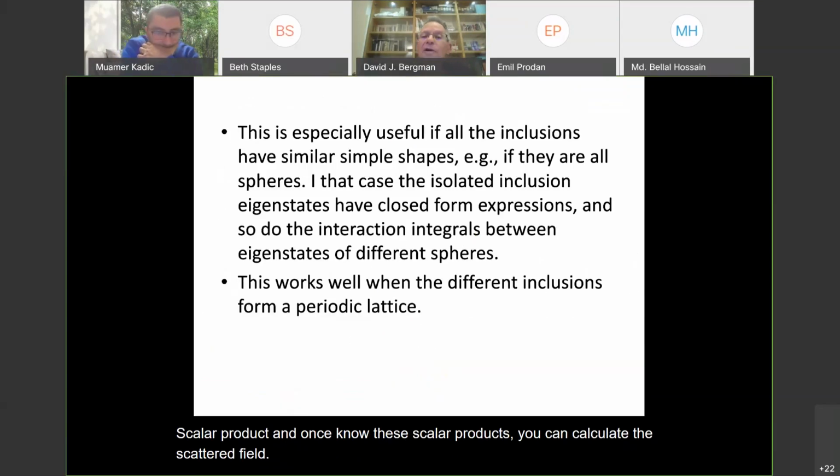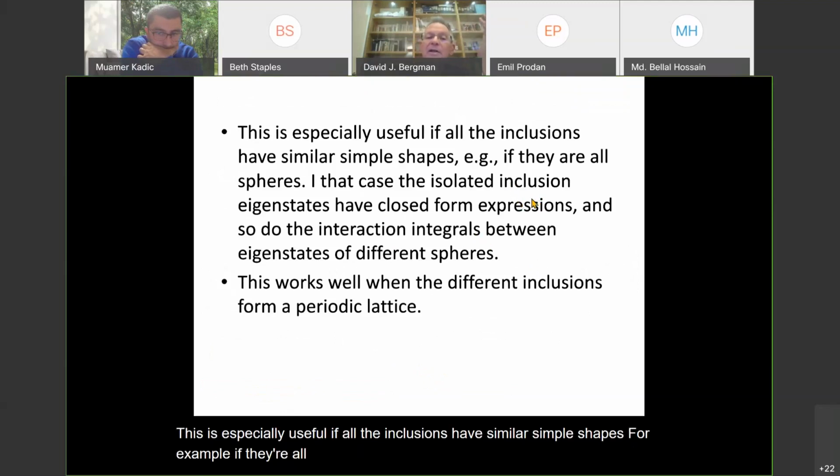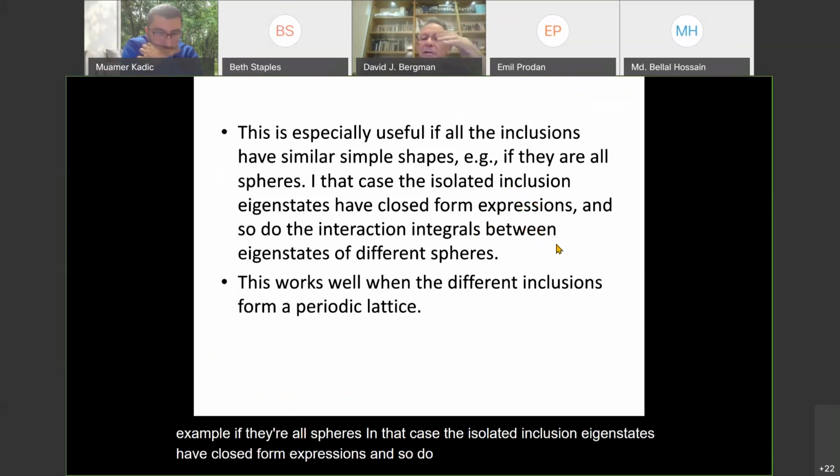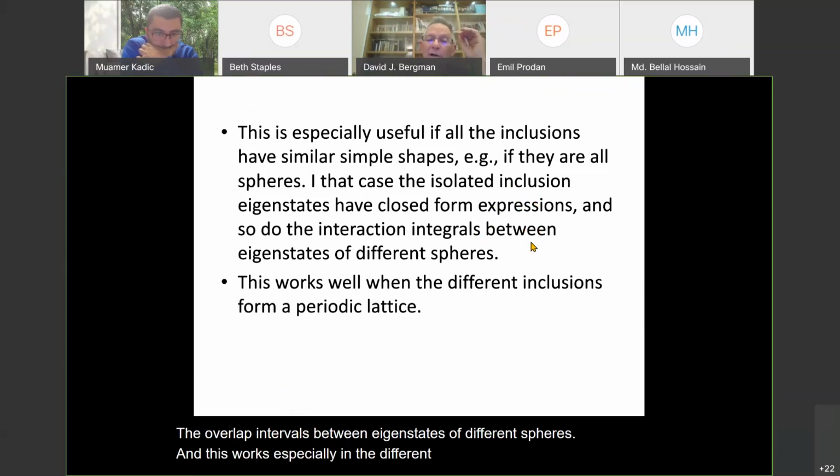This is especially useful if all the inclusions have similar simple shapes. For example, if they're all spheres, in that case, the isolated inclusion eigenstates have closed form expressions, and so do the interaction integrals, the overlap integrals between eigenstates of different spheres. And this works especially well when the different inclusions form a periodic lattice.